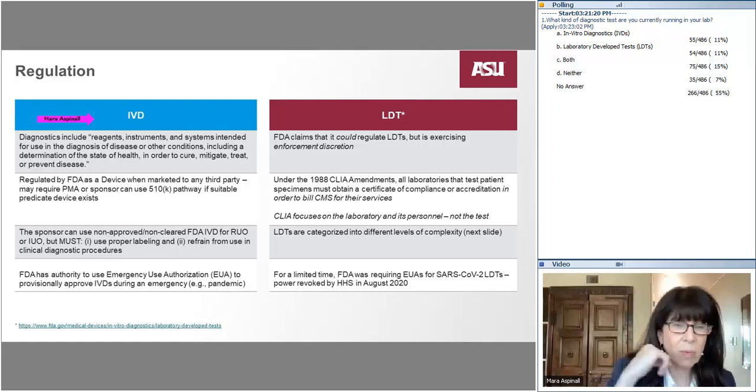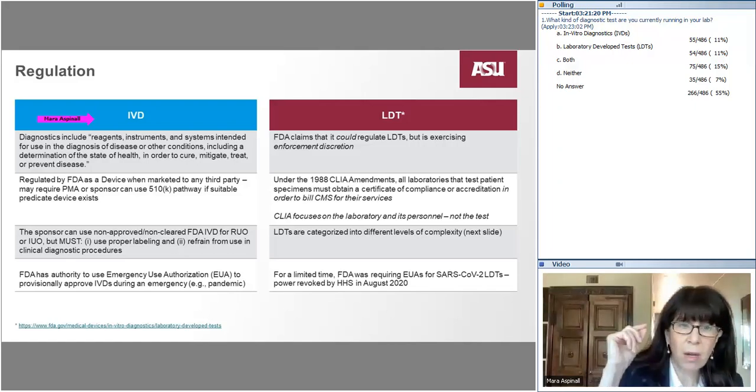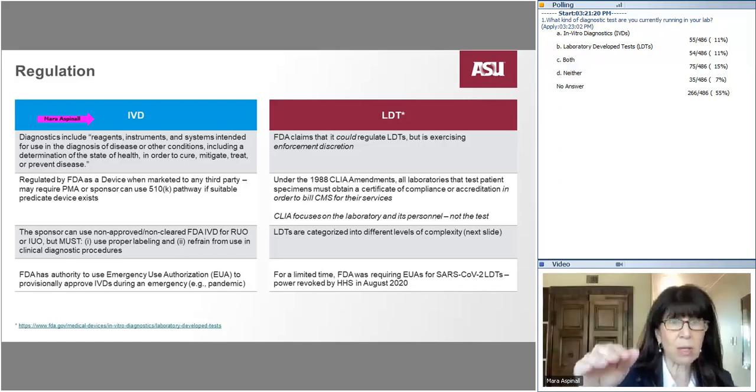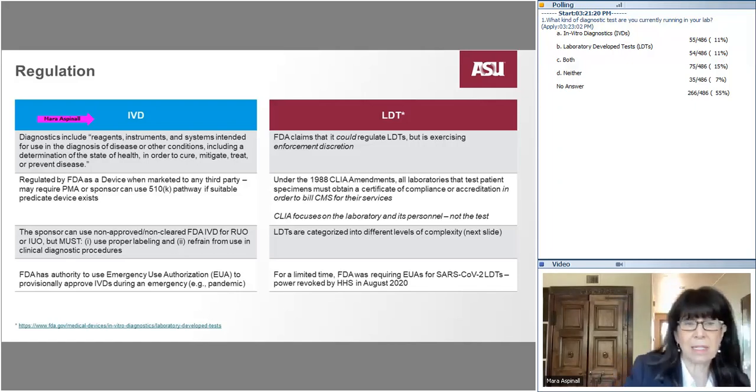These IVDs, as we've talked about, are classified as a device. We can debate whether that's right or wrong, but it's true today. They might require a PMA, or a sponsor can use a 510(k), typically if there's a predicate device that exists. Basically, another device, i.e. a diagnostic, that is measuring what your test is measuring.